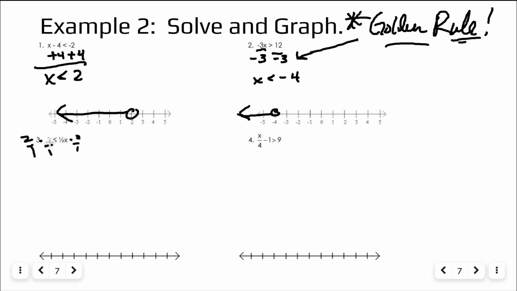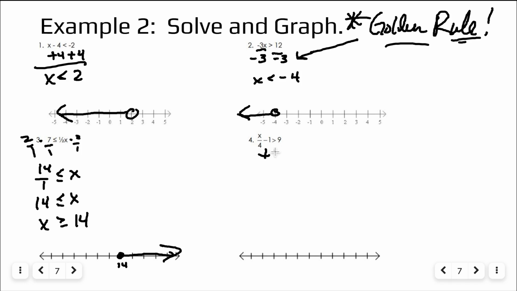Put a 1 underneath the 7. 2 times 7 is 14 over 1. That's 14 is less than or equal to x. So I'm going to switch this around, and I'm going to write x is greater than or equal to 14. Switch the whole thing around. So I'm going to put 14 here on my number line right there because it's a convenient spot. Put a closed circle, and I'm drawing to the right. X is greater than or equal to 14.